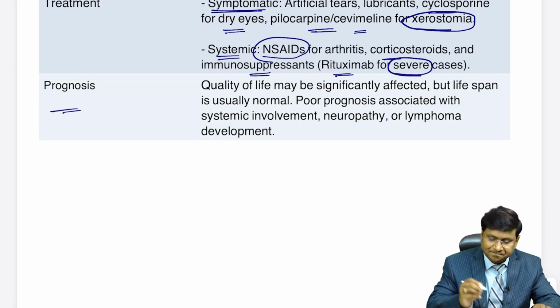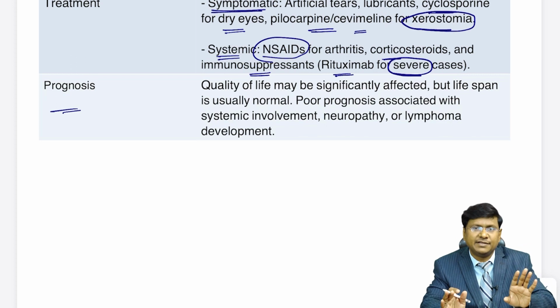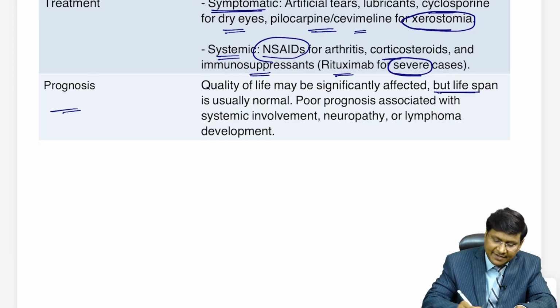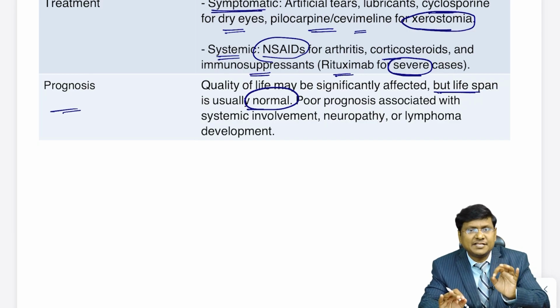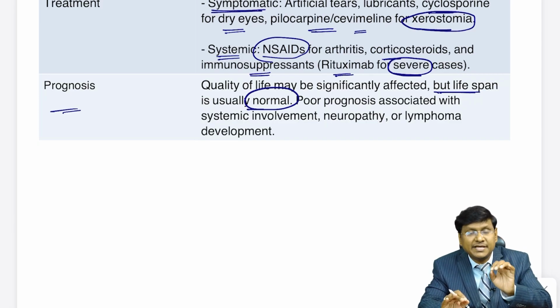Prognosis. See, quality of life is significantly affected in these patients because there is dry mouth, there is dysphagia, dry eyes, so there will be burning and itching sensation, or sand-like sensation within the eyes. So quality of life is significantly affected, but the lifespan is usually normal, right? Then when will you consider that this patient is having poor prognosis? Poor prognosis will be there when there is systemic involvement.